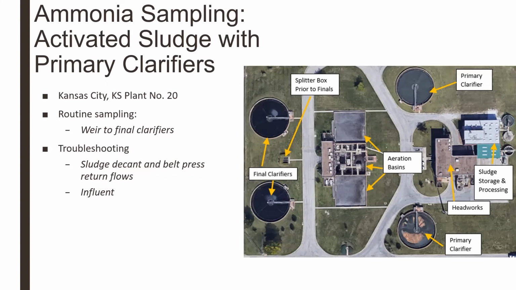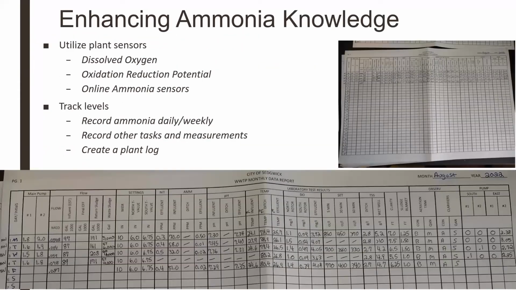So you take the water off that, let the sludge settle out, and take ammonia off of the top clear part of the water. For troubleshooting, similarly, you're going to be looking at your sludge decant and belt press return flows and the influent in most cases. So I would like to highlight that to better understand how your plant is operating over time, it's important to keep good records.